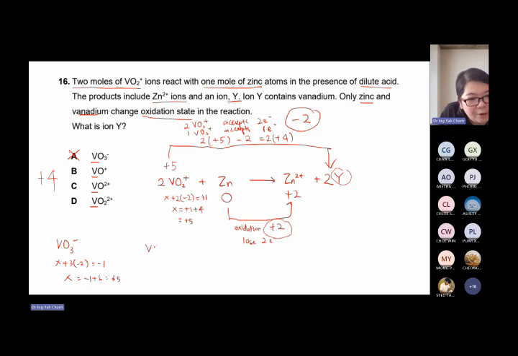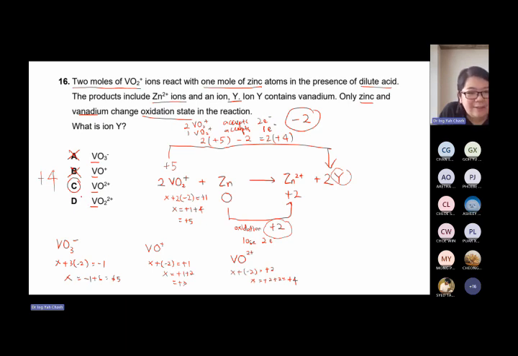Now B, VO positive. X plus -2 equals +1. Oxygen is always -2, right? It's the oxide ion. X is +1 plus 2, equals +3. Is it +4? Again, no. Okay, C, VO2 positive. X plus 2 times -2 equals +1, the overall charge. X is +1 plus 4, that is +5. Is it +4?